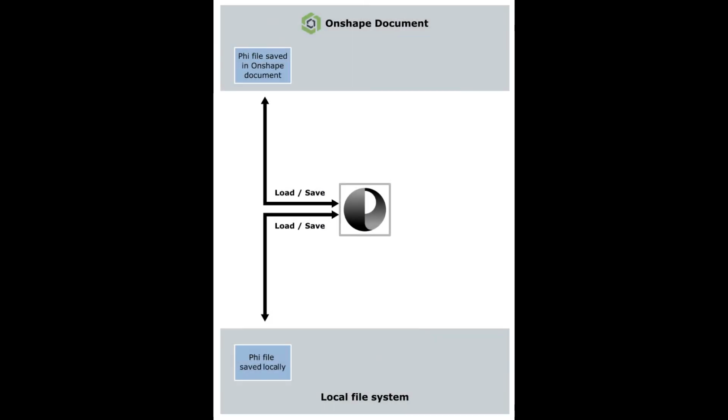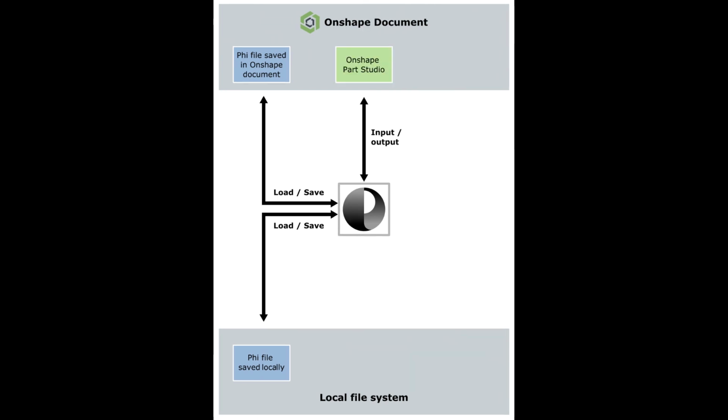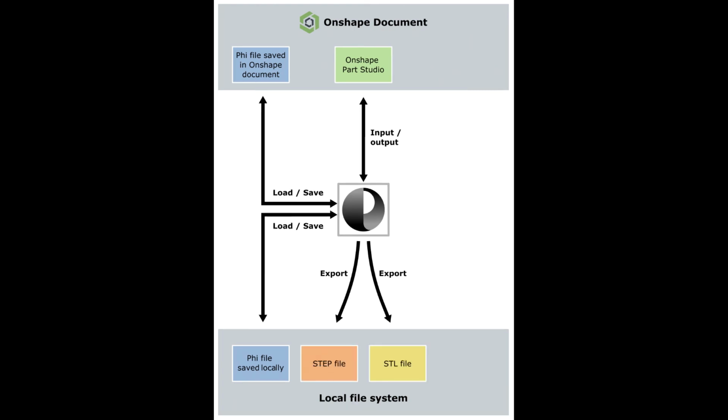What we presented in this tutorial is summarized in this image, where you see Vi in the middle, the Onshape document on top, and your local file system at the bottom of this image. You can save or load your work from Vi in the Vi format, either within the Onshape document or on your local file system. Alternatively, you can send your work over to your Onshape document in a Part Studio, or bring in a design from an Onshape Part Studio into Vi, and finally, you can also export your work by saving it into STEP or STL files.